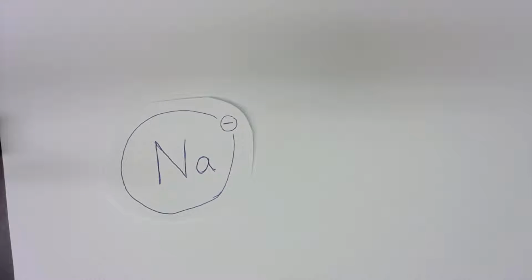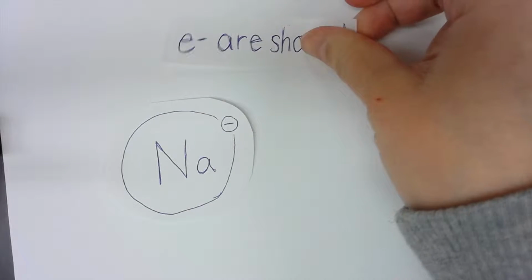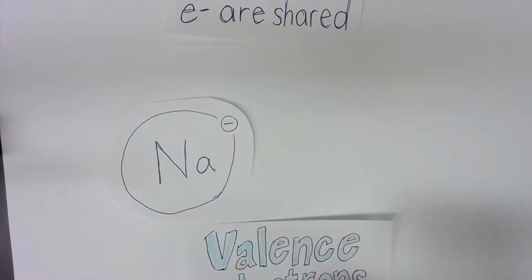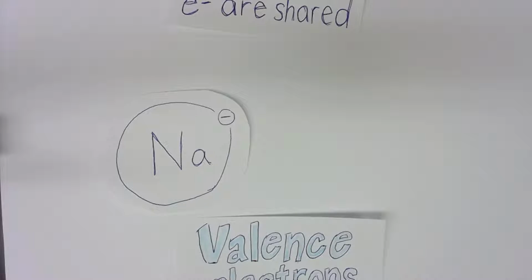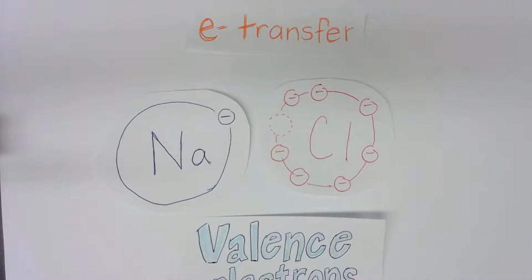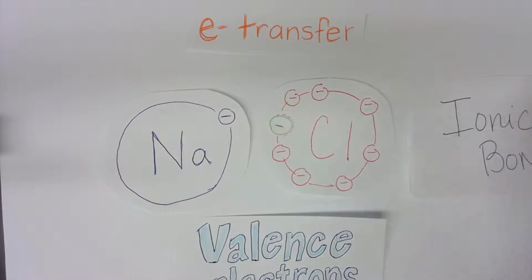Sodium is a metal. It has one electron in its outer shell to give away. When it bonds with a nonmetal, the electron will be transferred from the metal to the nonmetal. Say chlorine. Chlorine wants one electron in the outer shell, so sodium's electron will move to chlorine. This forms an ionic bond.